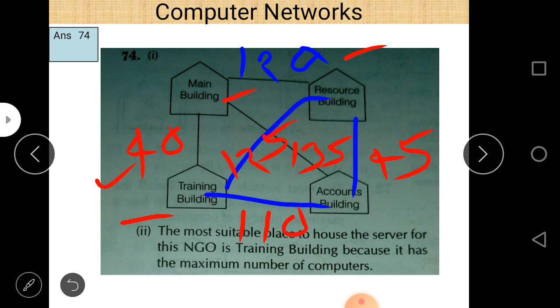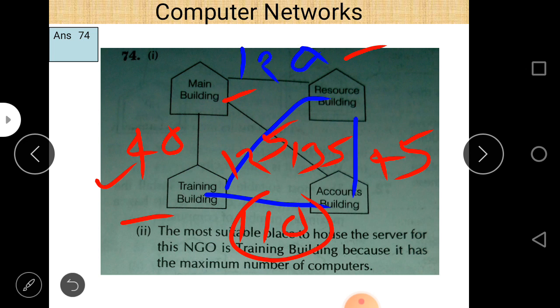And if we connect the main building to the training building to the account building, it is around 140 meter. So 110 meter plus 40 meter is equal to 150 meter. So directly it is 135 meter, and indirectly it will take 110 meter. Actually 110 meter cost, because you already connected these two buildings, so the 40 meter cable is already used, but you have to use the 110 meters. So you can directly connect 110 meter to this, or you can connect the main building to the account building via a cable of 135 meters.